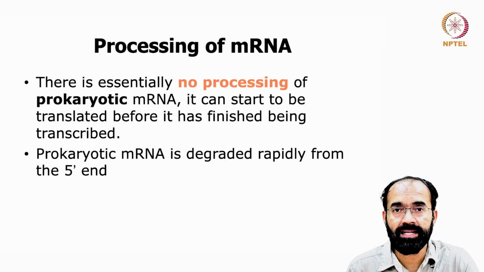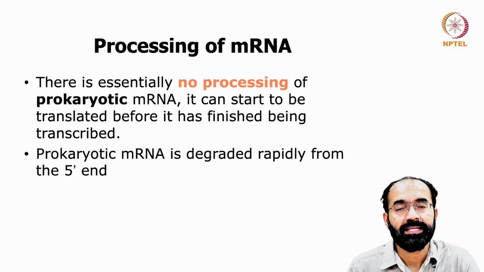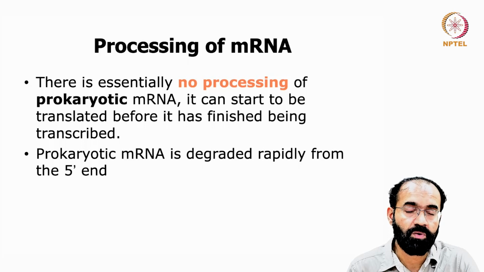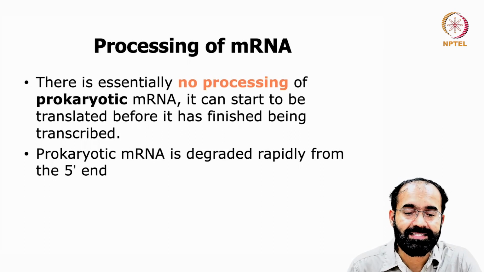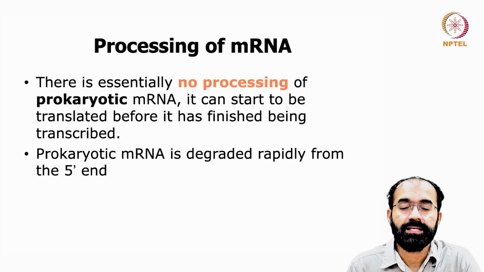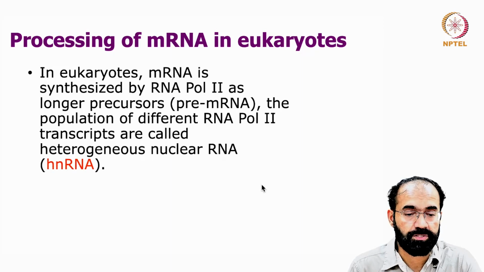However, once that RNA has completed its synthesis and is detached from the DNA, this RNA is vulnerable to degradation, and of course some protection mechanisms, especially polyadenylation, etc. come into the picture. So prokaryotic mRNA is degraded rapidly from the 5' end when not in use or when not occupied by ribosomal machinery. So let us see how the processing of mRNA takes place in the eukaryotes.